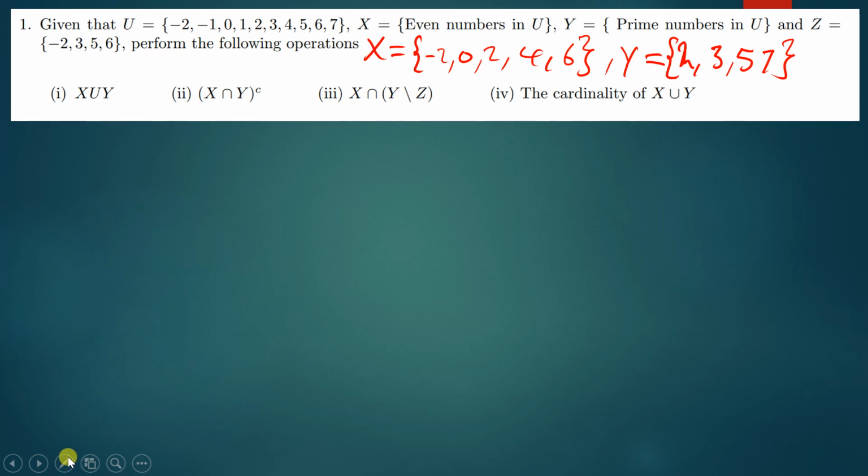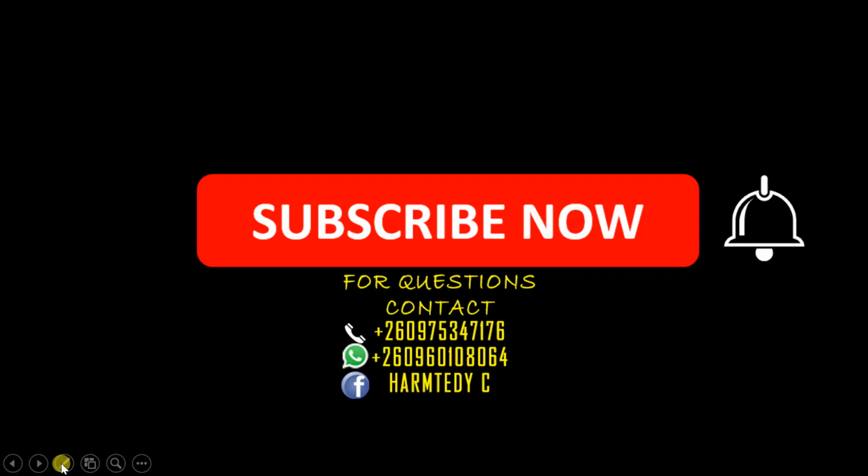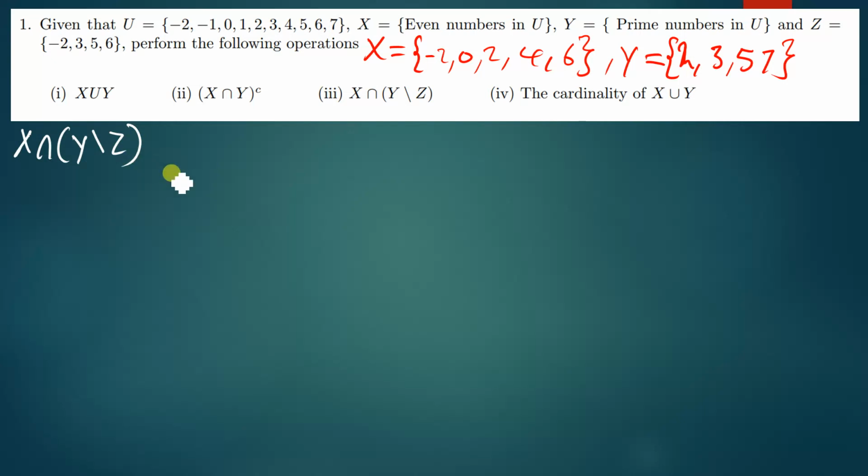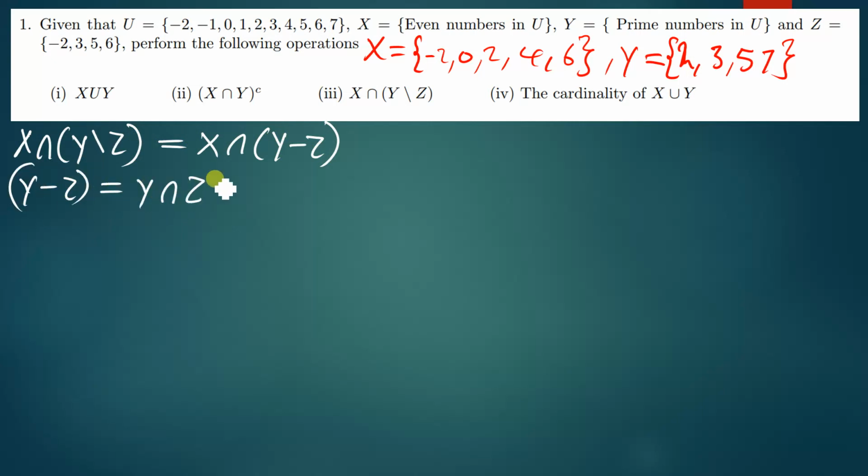So I accidentally deleted everything. Let me just write the question. Okay. So I said x intersection y slash z. This is just the same as x intersection y minus z. So y minus z, like I said, is simply the same as y intersection z complement.